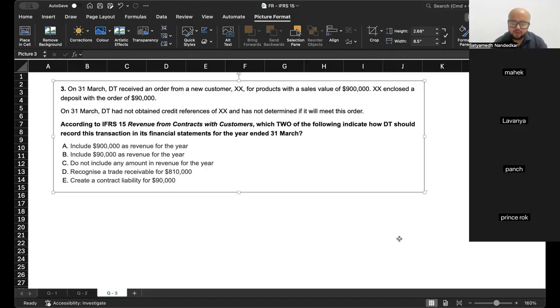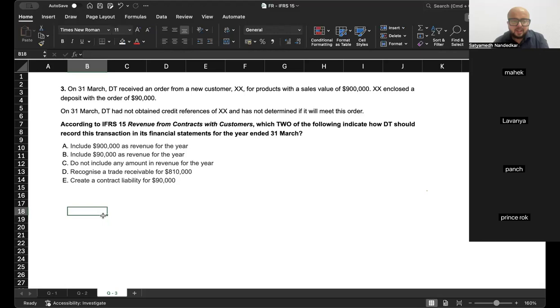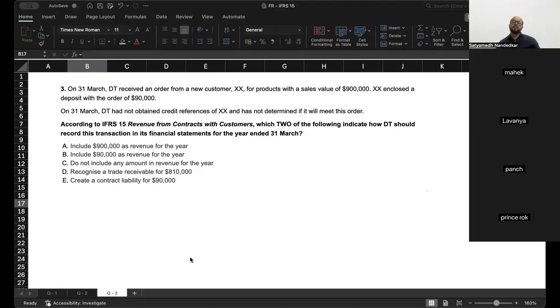ठीक है. It received an order from a new customer XX for products with a sale value of 9 lakh. ठीक है. XX enclosed a deposit with order of 90,000. So it's like an advance that XX gave you. On 31st of March, DT had not obtained credit references of XX and has not determined if it will meet this order. ये जो 90,000 है, tell me something, have you fulfilled the performance obligation in any way? Have you transferred goods to XX customer? No, sir. And see, performance obligation is basically promise under the contract.